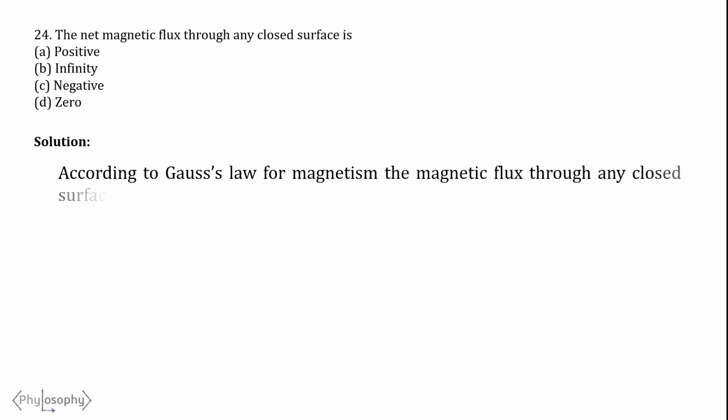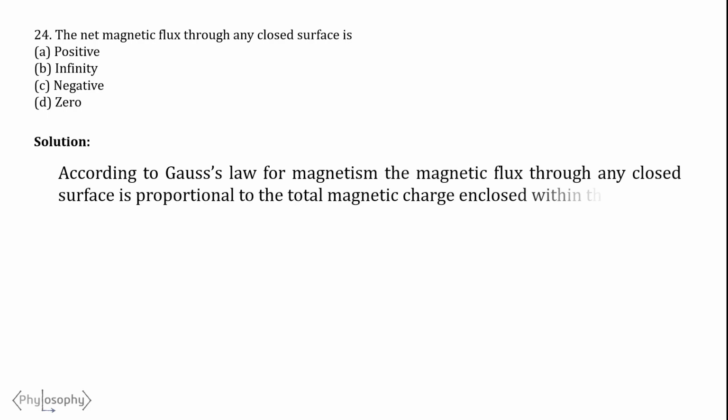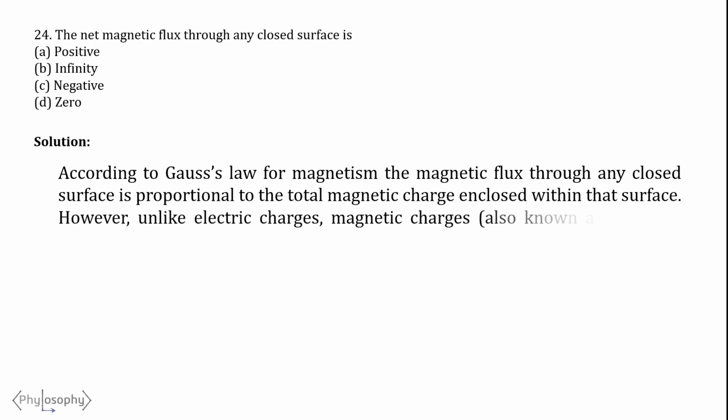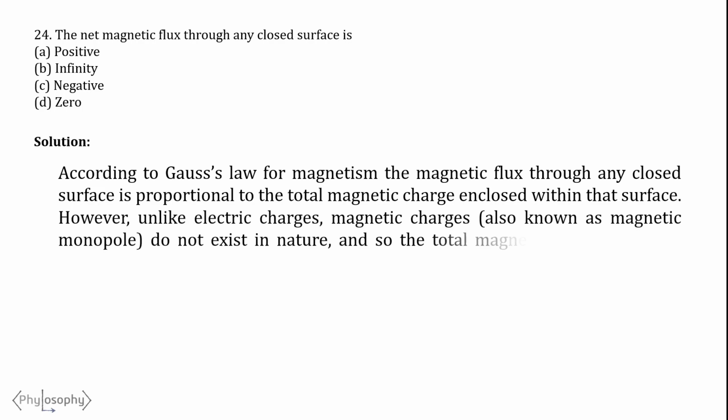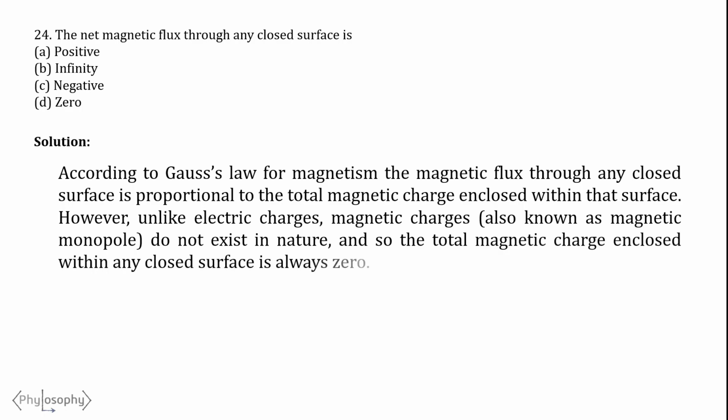The net magnetic flux through any closed surface is, and four options are given: positive, infinity, negative and 0. Now, we know that according to Gauss's law of magnetism, the magnetic flux through any closed surface is proportional to the total magnetic charge enclosed within that surface. However, unlike electric charges, magnetic charges, also known as magnetic monopoles, do not exist in nature, and so the total magnetic charge enclosed within any closed surface is always 0. Therefore, according to Gauss's law of magnetism, the magnetic flux through any closed surface must be 0.